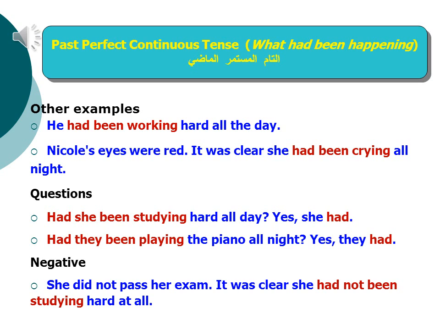Now, how do we form negative with the past perfect continuous? We simply add not between had and the past participle verb for verb to be, which is been. So we say, for example, she didn't pass her exam. It was clear she had not been studying hard at all.